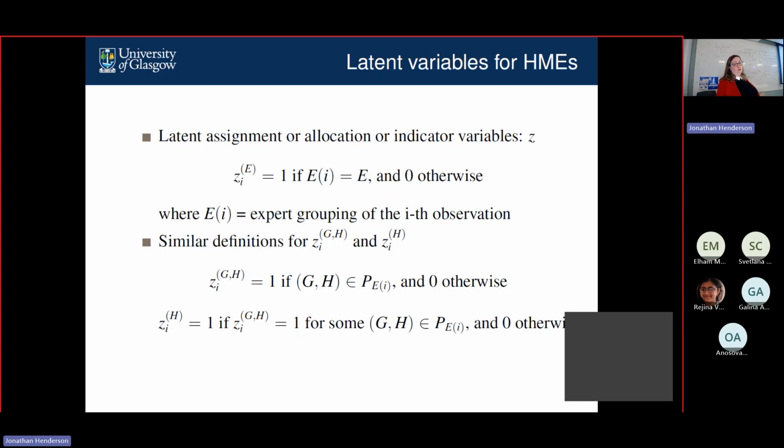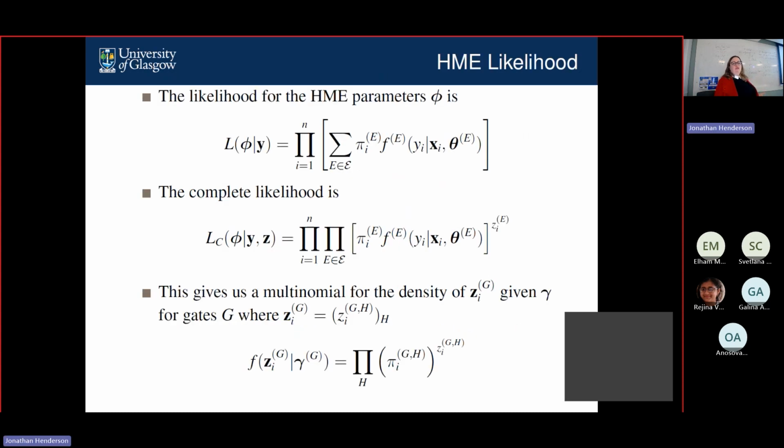You can define it as well for the path probabilities and the edges. So you can say, okay, if you're observation i, then you will go down path G1 to G3, but you won't go down path G1 to G2. That changes our likelihood for the parameters phi, which are, remember, our gammas, which give us the pi's, and our thetas, which are the actual component density parameters. So here we would have a product of a sum, which is not ideal because when we take the log, we can take a product out, but we can't take the sum out.